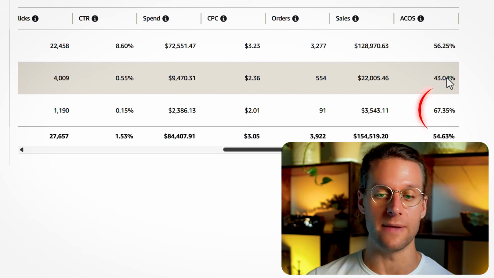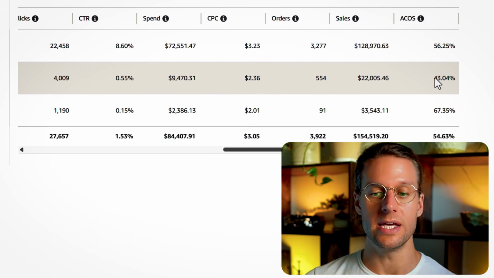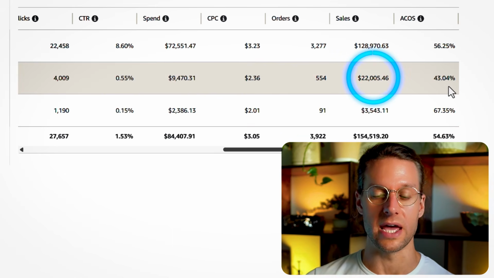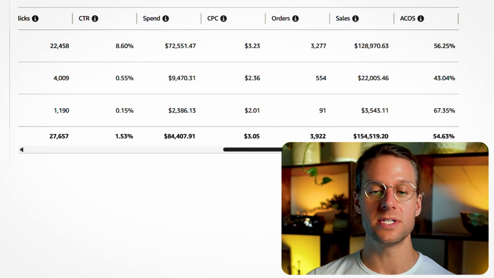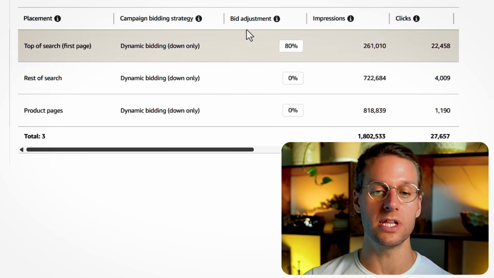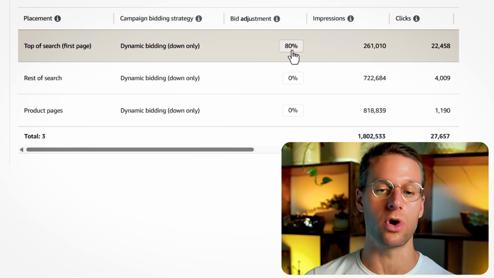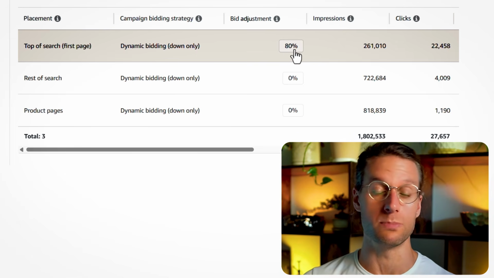But what we do see is that rest of search is also providing a good amount of sales and at a better ACoS. And here's the thing, this is a single keyword ranking campaign, so typically we wanna push top of search, and you can see we're already doing that here with an 80% top of search bid adjuster. But that being said, even though top of search does drive ranking impact more powerfully than any other ad type, rest of search still drives ranking.